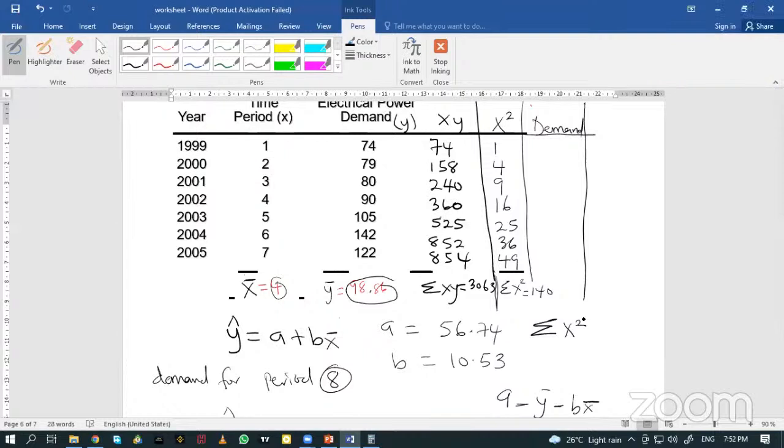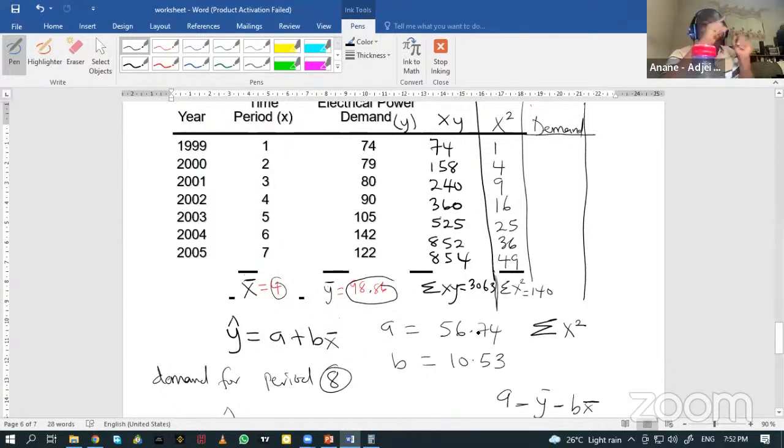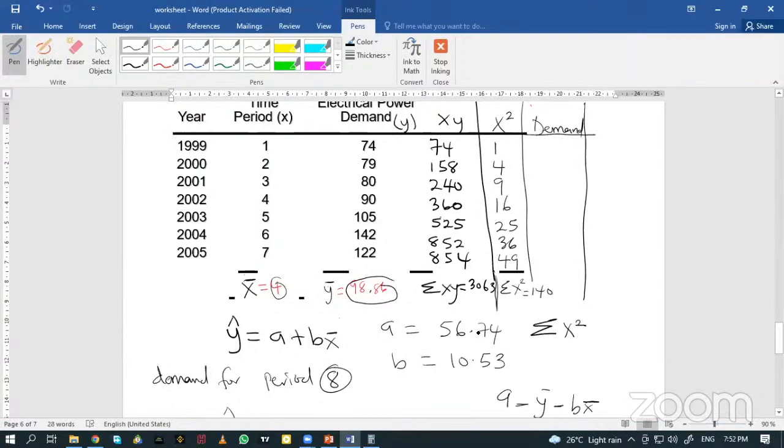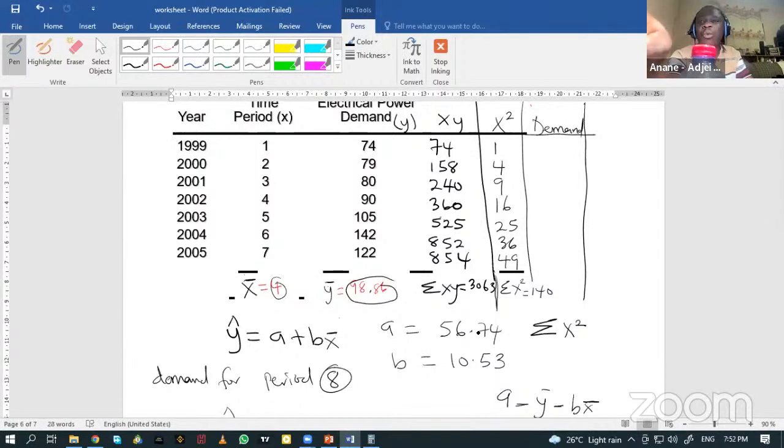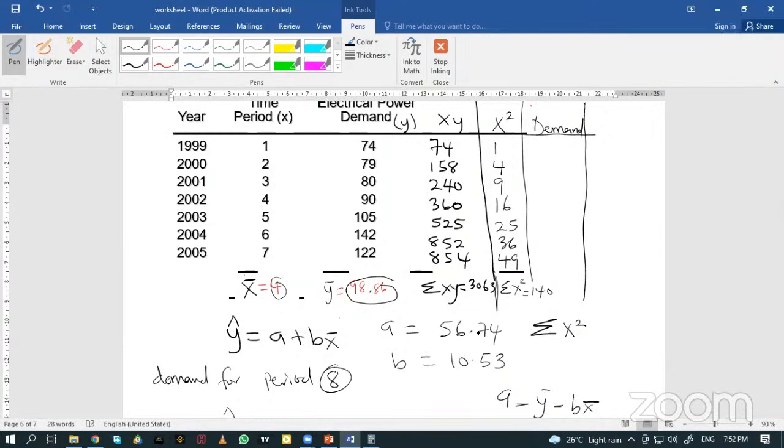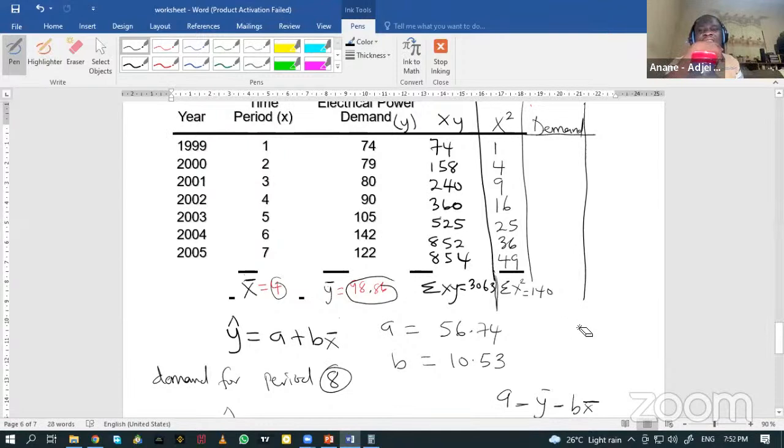I hope you are with me. What you are actually finding is the sum of x square. So we have to find all the x squares and sum them together. So 1 is an x square, 4 is an x square, 9 is an x square, 16 is an x square, 25 is an x square. All the x square values, sum them together. Okay, sir. Thank you. You're welcome. Any other question?